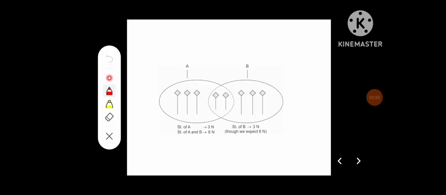For example, when the neurons A and B are stimulated separately, they will be able to produce excitation in 3 neurons. But when they are stimulated simultaneously, they will be able to excite 8 neurons, which is more than 3 plus 3, that is 6. This occurs because there are some common neurons which are in subliminal fringe.